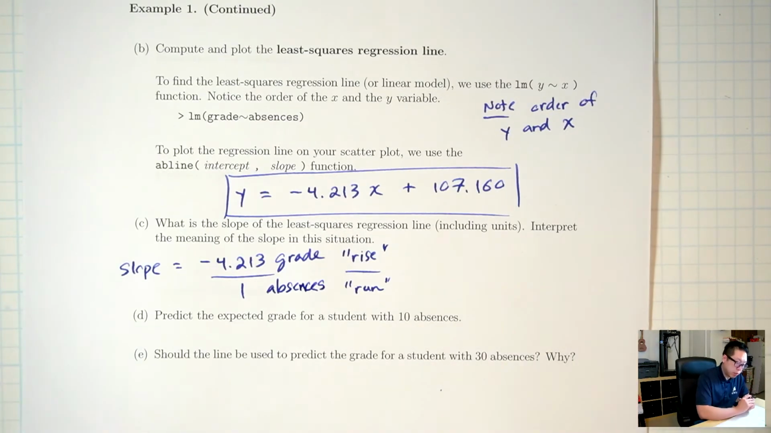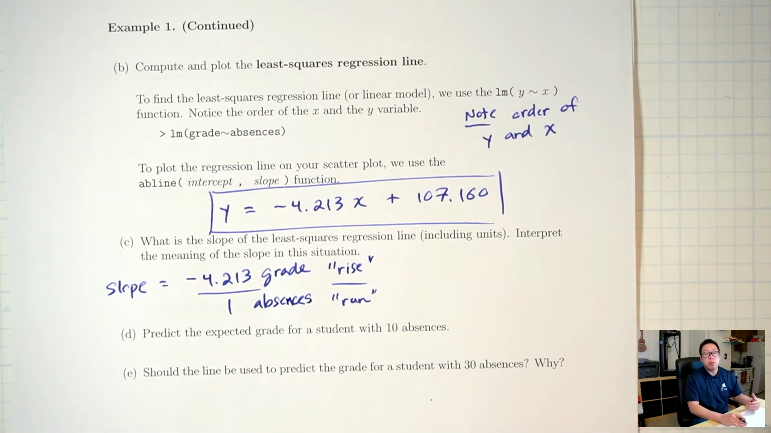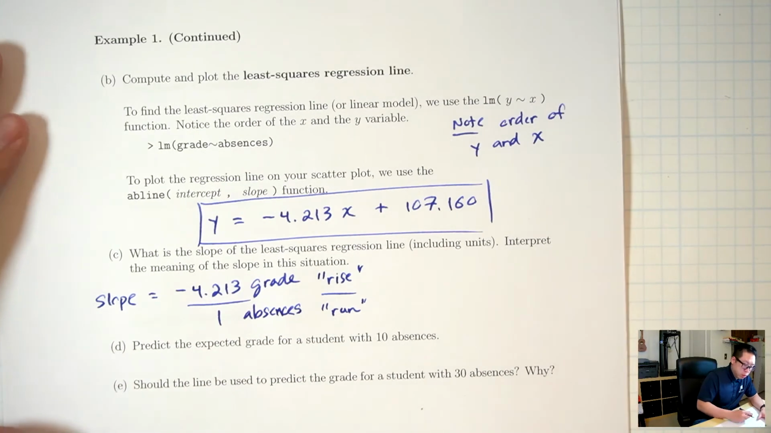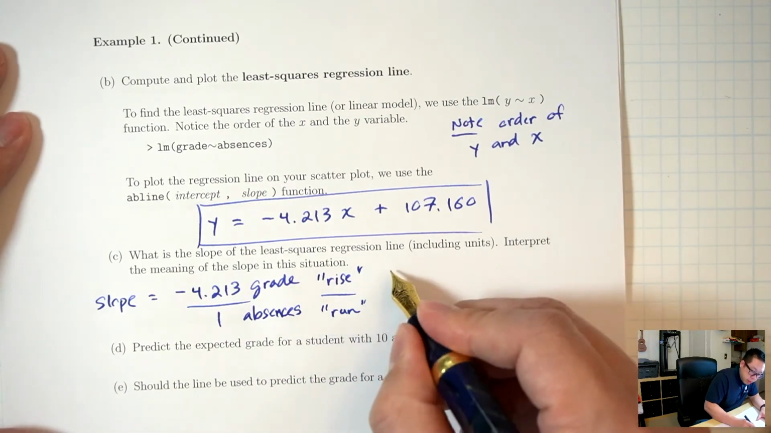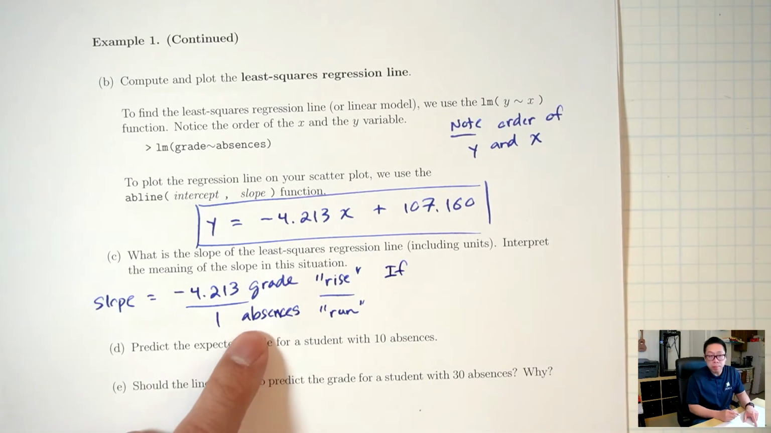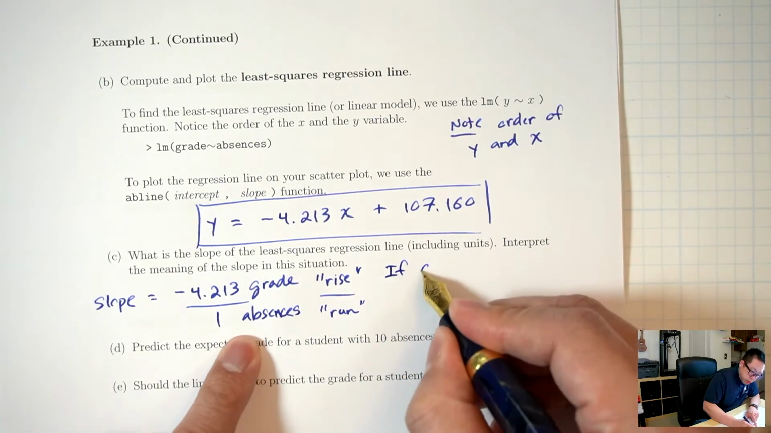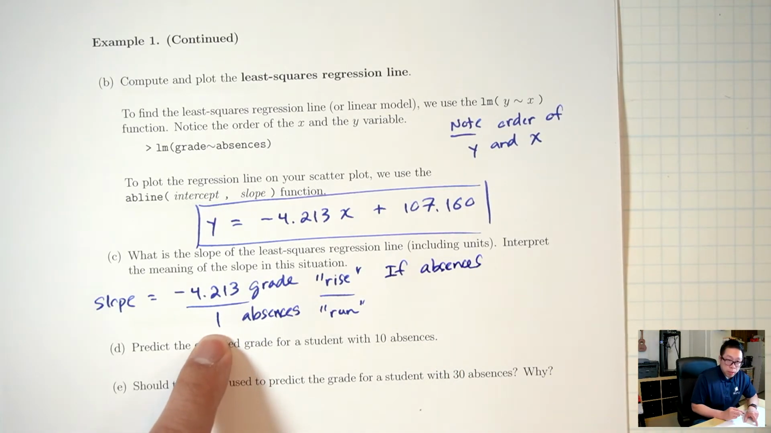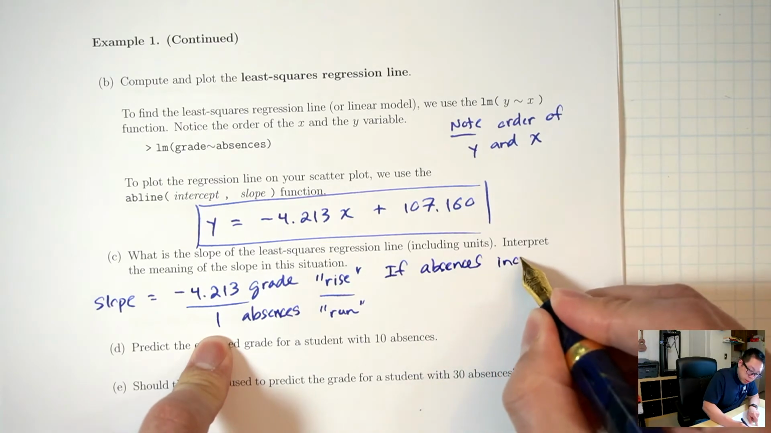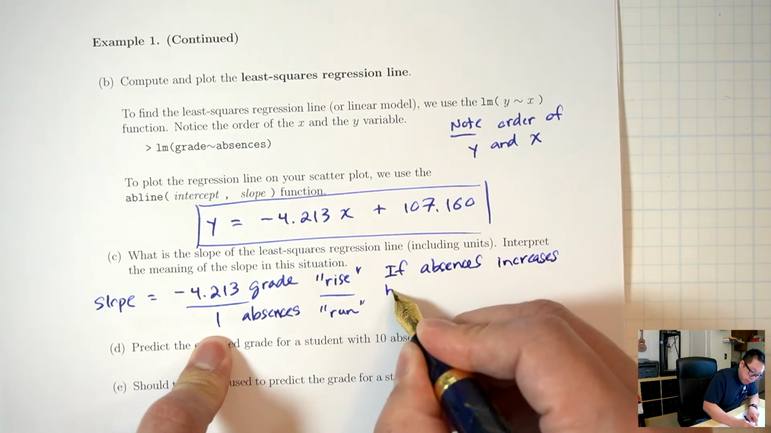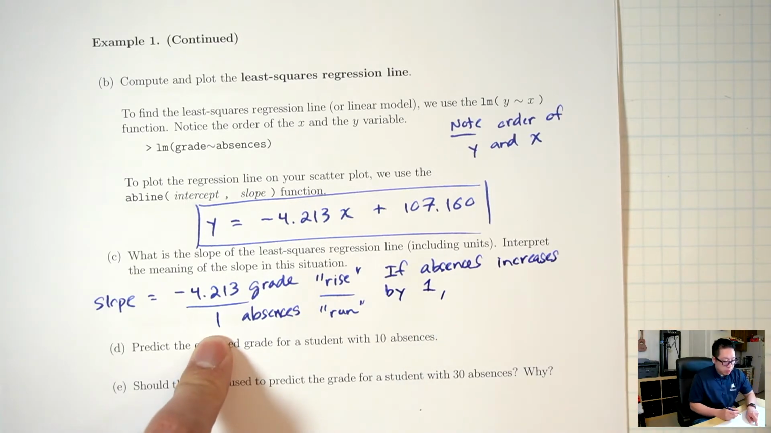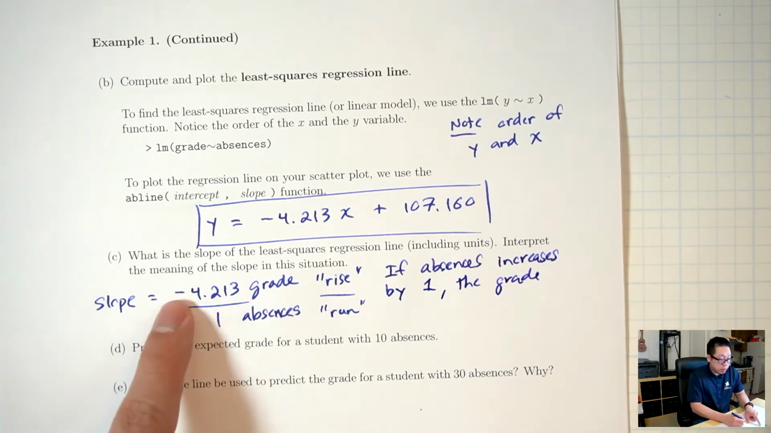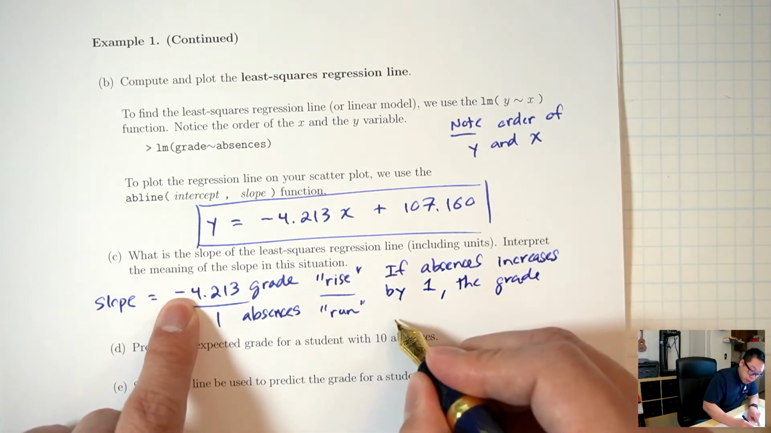And then interpret the meaning of the slope in this situation. The slope tells us the rate of change. It tells us if one variable changes, how the other one changes. So one way to interpret this is to say, I'm going to start with the bottom. If the absences go up, positive 1 means increases by 1. The grade, it's negative, so I'm going to say it decreases.